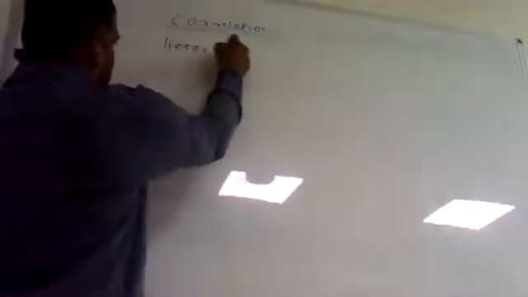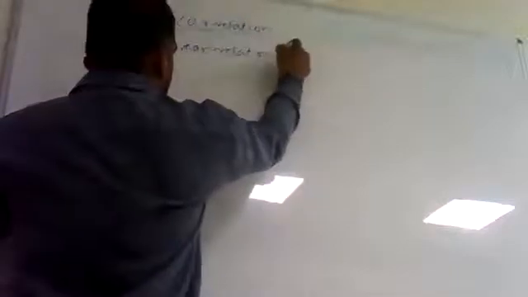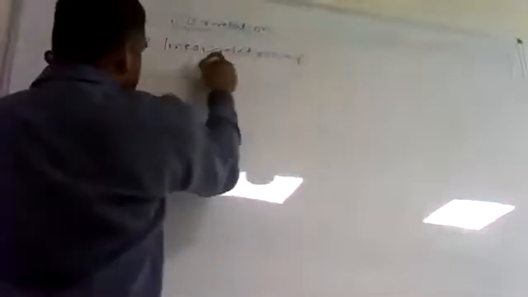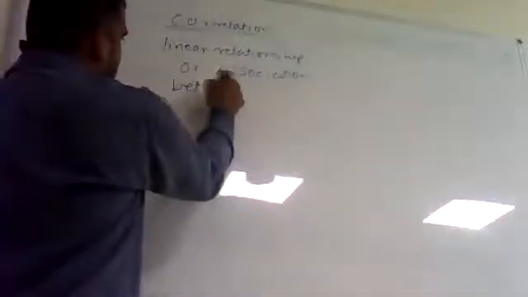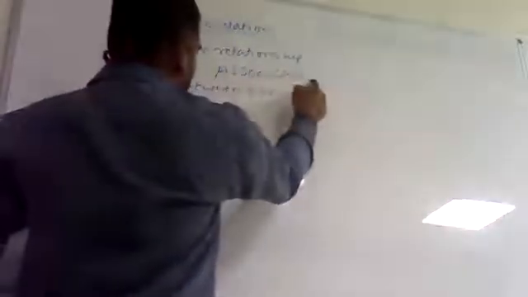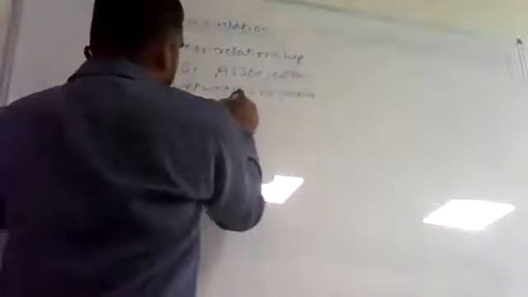ओके। Correlation. It denotes the correlation, shows the linear relationship or association between two or more variables. It shows the linear relationship or association between two or more variables. Okay.